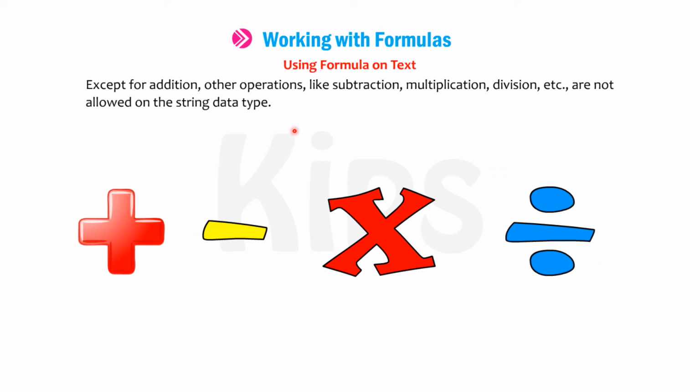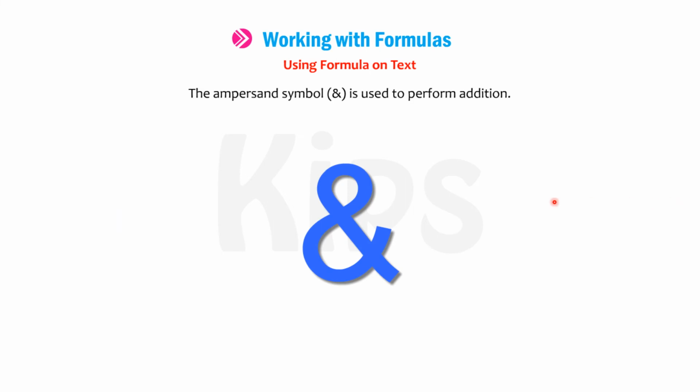Next, can we perform formulas or functions on text also? Yes, we can, but only addition. Only addition can be performed on text; we cannot perform subtraction, multiplication, or division on the string data type. This is the operator we can use to perform operations on text. It is known as the ampersand symbol.